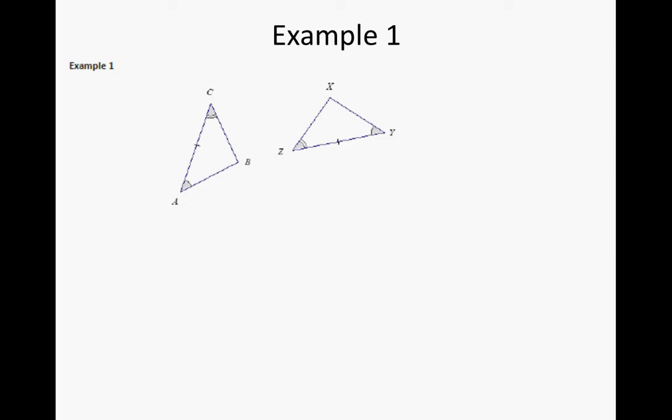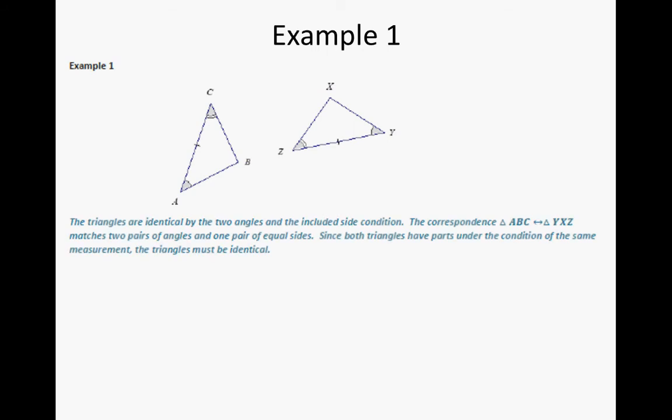We have these 2 triangles, ABC and XYZ. So how are they related to each other? Well, the triangles are identical by the 2 angles and the included side condition. So we are given that C corresponds with Z and A corresponds with Y, and that the line segment AC corresponds with YZ. So in order to label our triangles correctly, the correspondence is triangle ABC corresponds with YXZ.